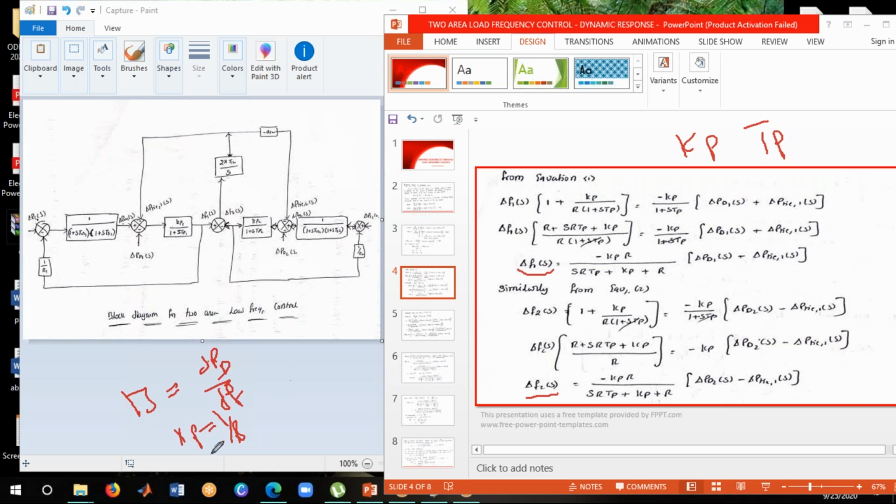So when the b value is less, then we will get more gain value. When the gain value in a transfer function is higher, then the system should become steady state. So the performance of a system depends on its gain value. Here the gain value is called the kp value, that is the gain value of the generator, and this value depends on how much the load will be changing with respect to the frequency.